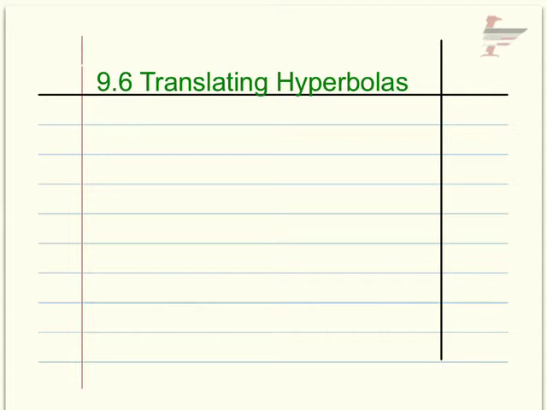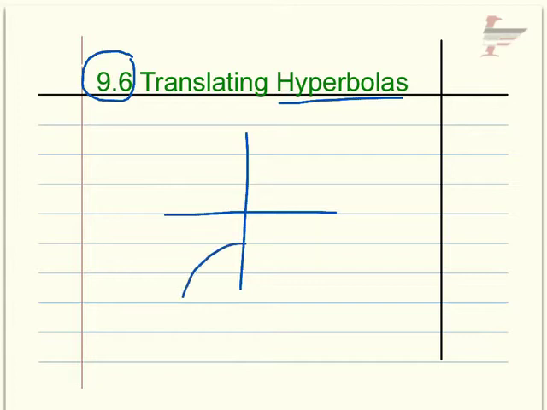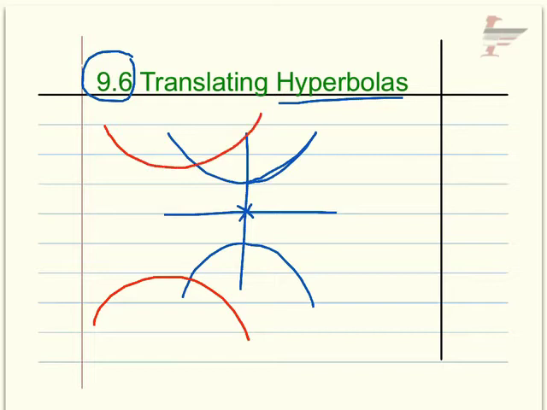All right, section 9.6. Remind yourself that 9.6 is the one where we translate all of the conics. In this case, we're going to translate hyperbolas. Thus far, everything has been centered around your origin. Now we're going to take these hyperbolas and shift them around just like we did with parabolas and ellipses. So maybe these branches are going to be here and here or something like that.